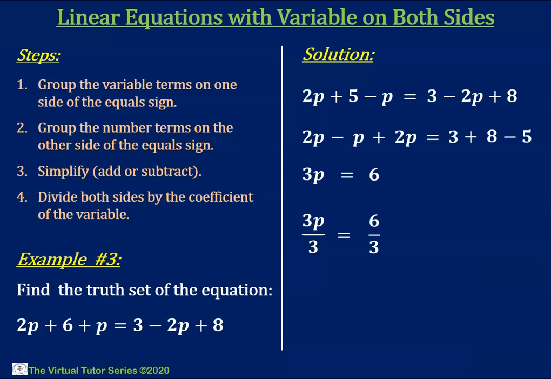At the left hand side, we have 3 cancelling out 3, leaving p. And at the right hand side, we have 3 into 6 to be 2. So p is equal to 2.